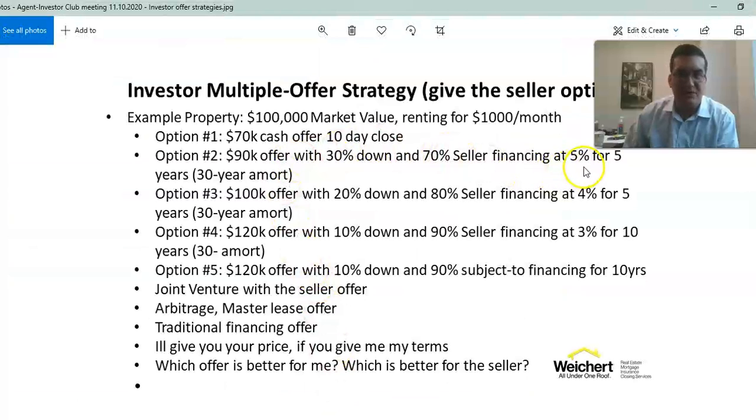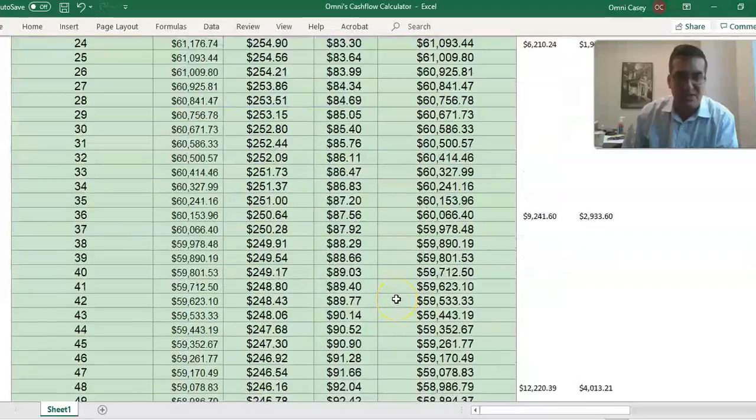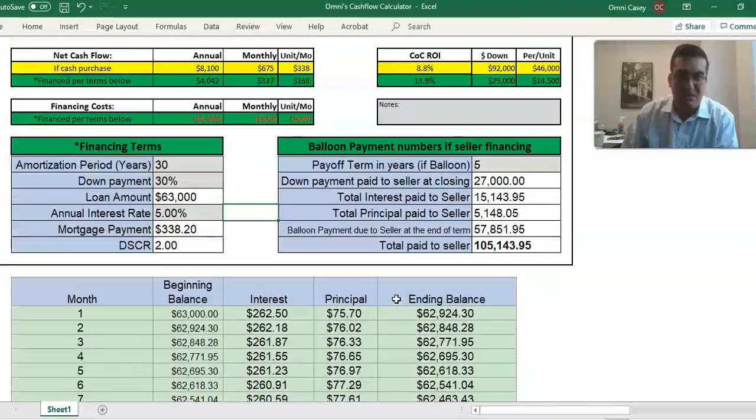30% down, 5% for 5 years. Yes, it is. All right, so what this does, you can see your cash on cash ROI. You're bringing $29,000 to the table, just under 14%. Your balloon payment, 5 years, it automatically calculates what your amortization is for you. A lot of math in there.